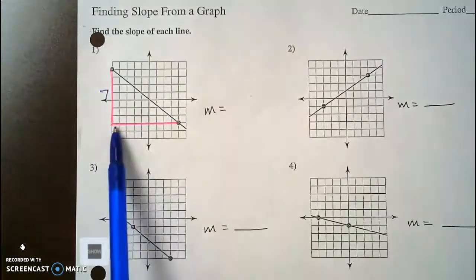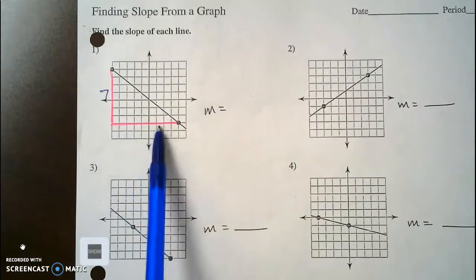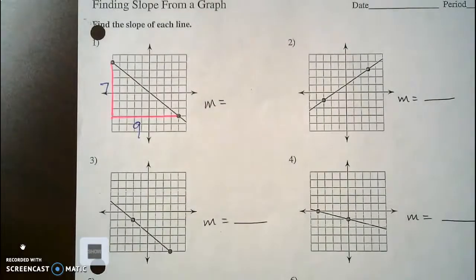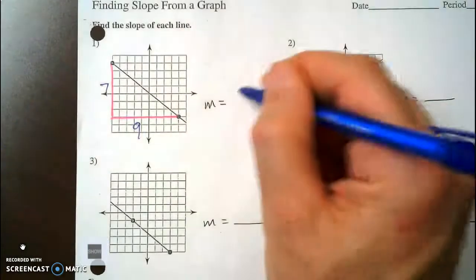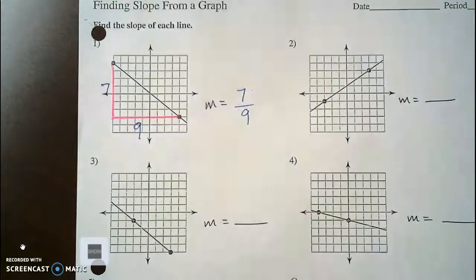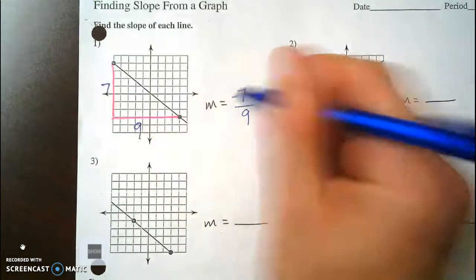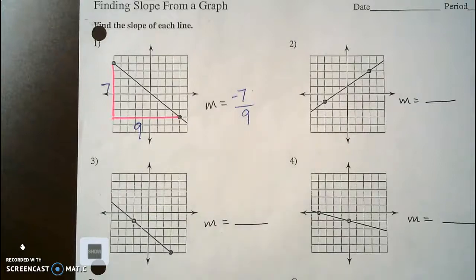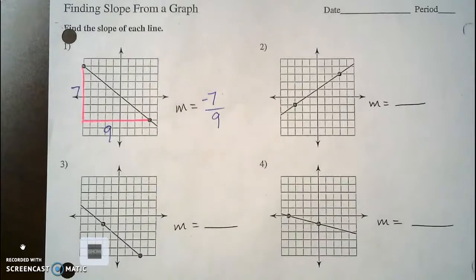That's rise. Run: 1, 2, 3, 4, 5, 6, 7, 8, 9. My slope is rise over run, 7 over 9. Now remember, we said it's falling down. Make sure you put a negative sign on your answer. It could be with the 7, with the 9, or with the fraction bar. That doesn't matter. Okay, so let's try a couple more.